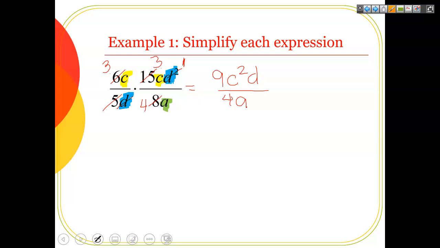If it asked you for domain issues, you would have to say that A does not equal 0, and D does not equal 0 because the problem started with a D in the denominator. So that's that whole happening. A and D can't be zero.